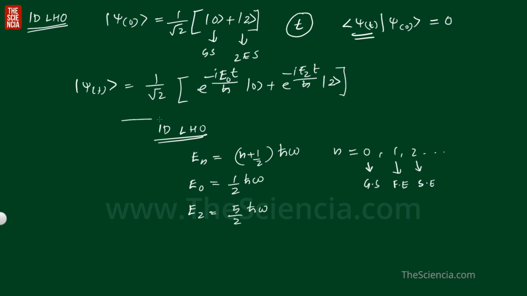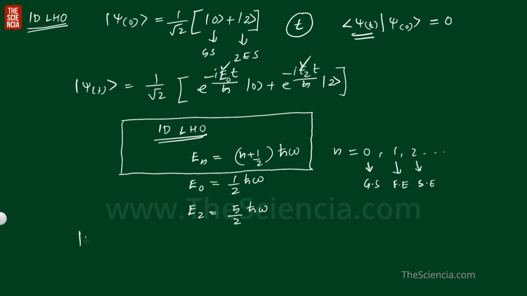This equation is very important. I will derive it when we are discussing the 1D simple harmonic oscillator. Right now you just remember this equation. It is a very important equation, and later we will derive it. Okay, so here we got this E0 and this E2. Right, now what do we have to do? We have to substitute these values here.